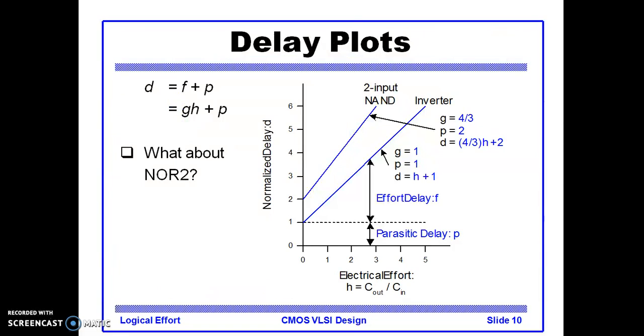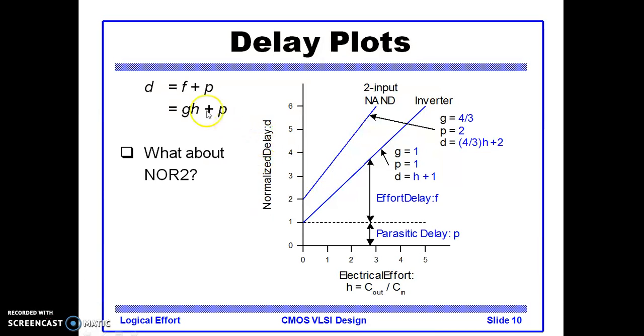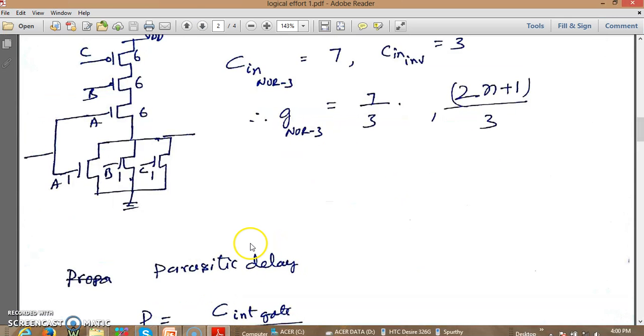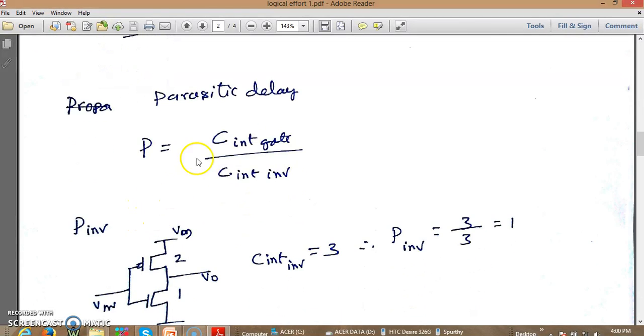Now once we know G of a logic gate, we can certainly estimate the total D, that is D is given by F plus P. First we shall have a look at how we estimate the value of P before we go to estimating the final D value. So let me try to find out how we estimate the value of P now. P, as you know, is the parasitic delay. P is given by C intrinsic of the gate divided by C intrinsic of the inverter.